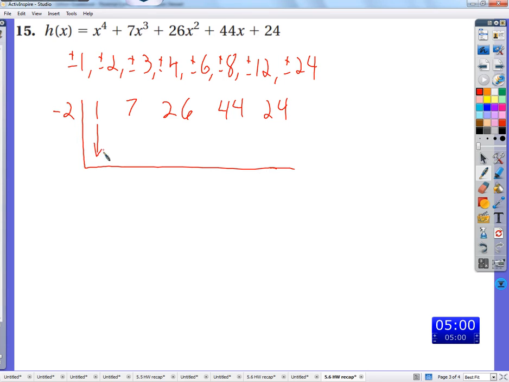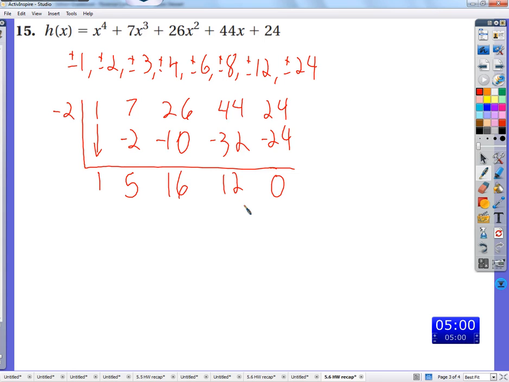So we bring down a 1. Negative 2 times 1 is negative 2. 7 minus 2 is 5. 10. 16. 32. 44 minus 32. 12. Negative 24. It works. I'm going to guess right now that most of you didn't guess negative 2 as your first one. Probably negative 1. I like negative 2 because this guy right here winds up being 12 instead of 24. That'll maybe be more obvious why I like that. It just makes for a different problem.